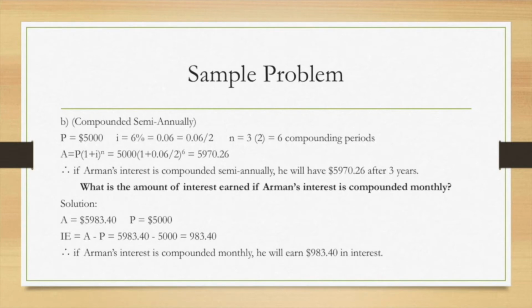What is the amount of interest earned if Arman's interest is compounded monthly? To find the amount of interest earned, we do IE, which is interest earned, equals amount minus principal. When we sub in our amount for our compounded monthly answer, and we sub in our principal amount, which is $5,000, 5,983.4 minus 5,000 gives us 983.4. Therefore, if Arman's interest is compounded monthly, he will earn $983.40 in interest.